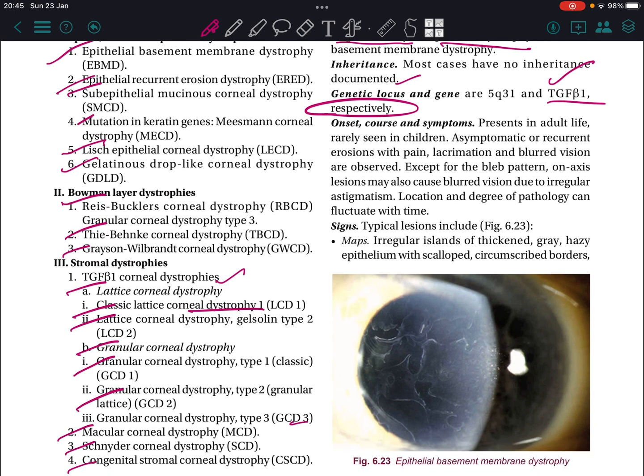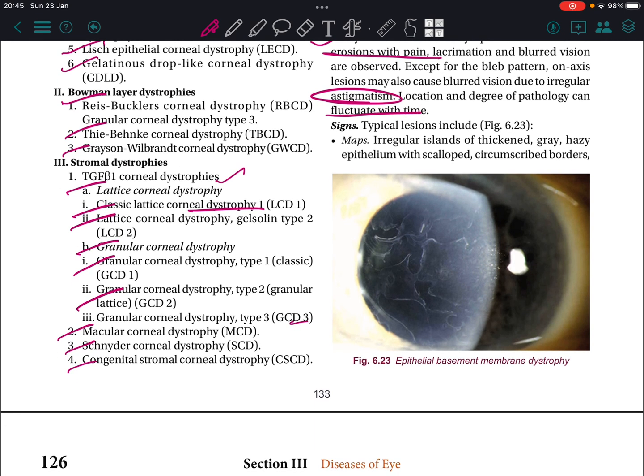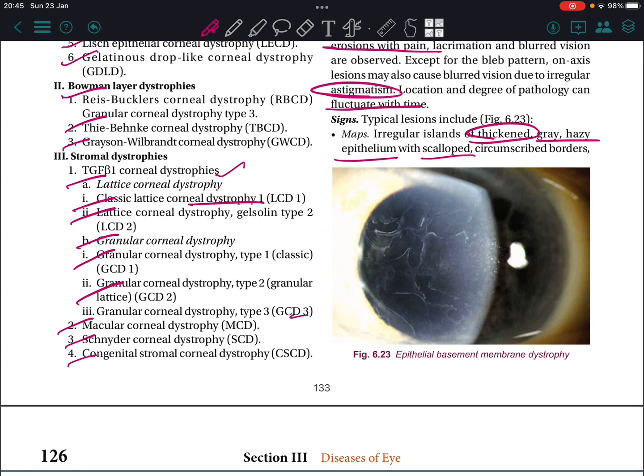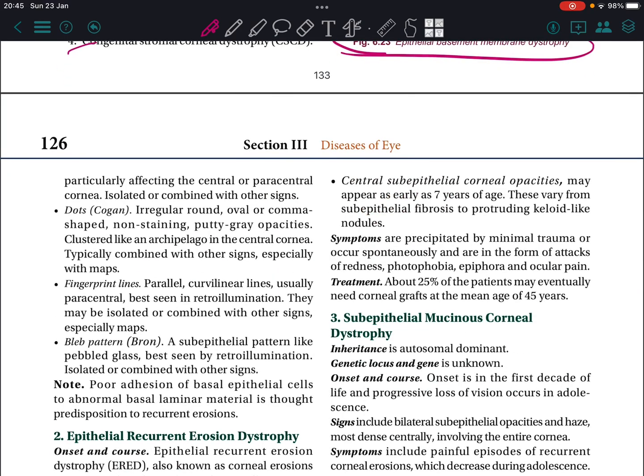Onset and course, symptoms: presentation is in adult life, rarely seen in children. Patients are asymptomatic or have recurrent erosions with pain, lacrimation, and blurred vision, except that the bleb pattern or axial lesions may also cause blurred vision due to irregular astigmatism. Location and degree of pathology can fluctuate with time. Signs: typical lesions include maps, irregular islands of thickened grey hazy epithelium with scalloped circumscribed borders, particularly affecting the central or paracentral cornea.